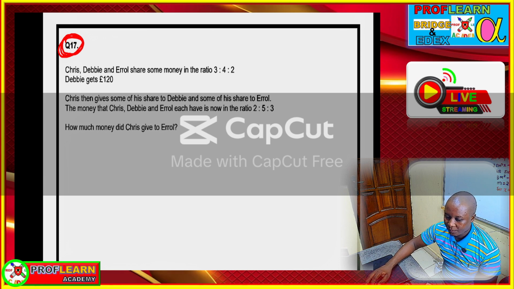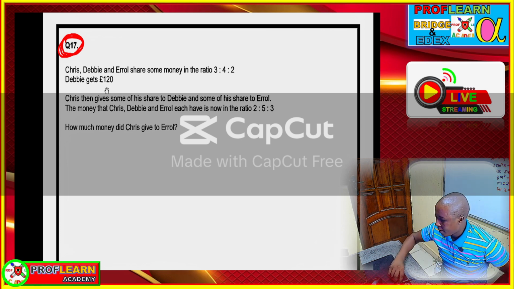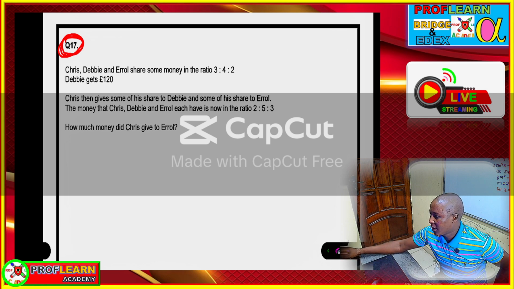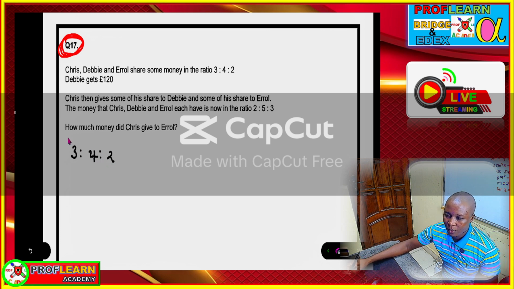So we are told that Chris, Debbie, and Errol shared some money in the ratio of 3:4:2. Debbie gets 120. So which means that we can start reasoning here, and we shall say that if they are sharing the money in the ratio of 3:4:2, we can say this is Chris, this is Debbie, and then we have Errol here.